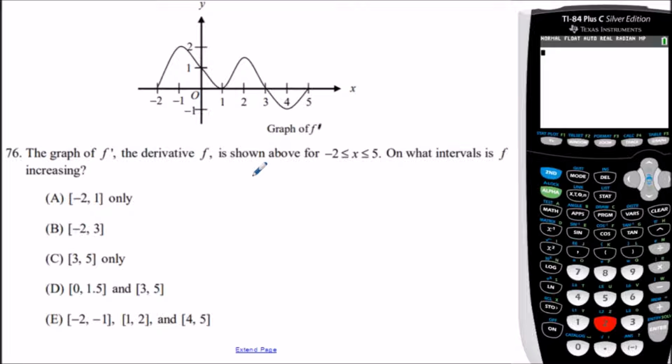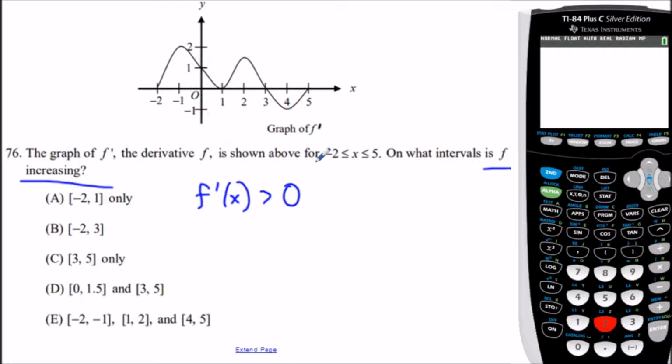We're starting at question 76 here, and we have a graph of f prime, the derivative of f, on the interval from -2 to 5, and we want to know where f is increasing. So for this question, if we're looking for where f is increasing, we want to identify where f prime of x is greater than 0.